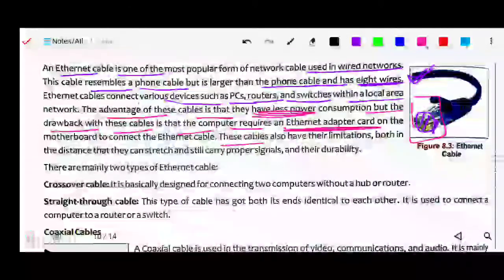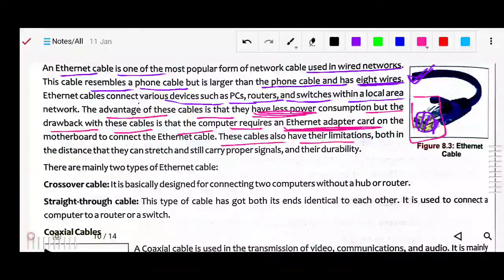Okay, so these cables also have their limitations in both distance, and how much they can stretch and still carry a proper signal, and durability. There are also limitations like the data speed and how far the distance can be. Its range is limited, so there are some limitations of these cables, but this is one of the basic cables, Ethernet, that we can generally use, and it has very low power consumption.